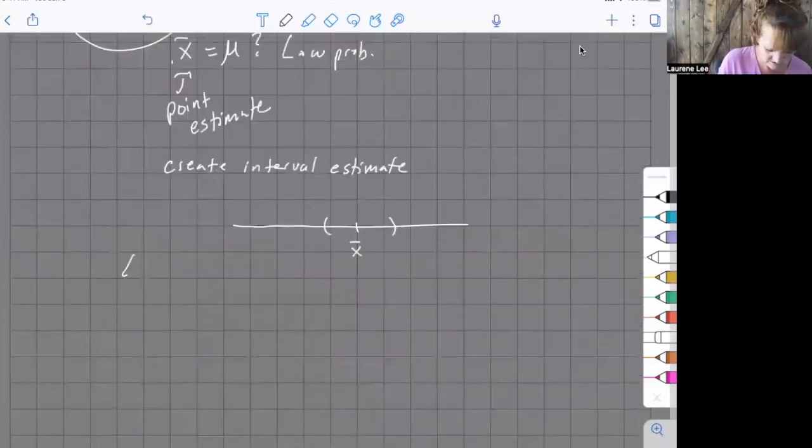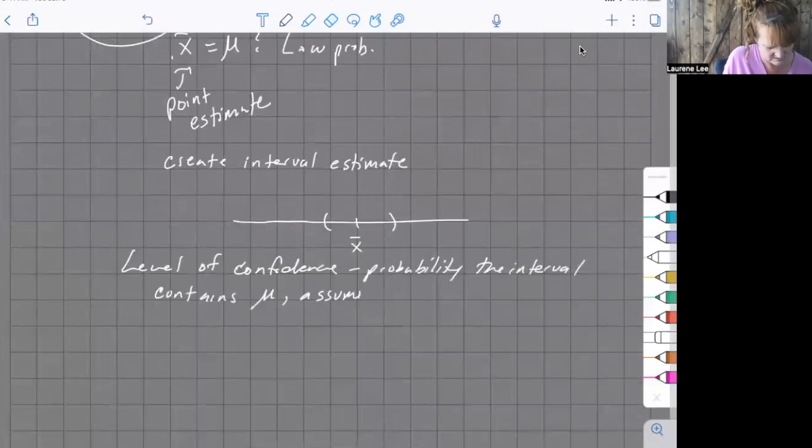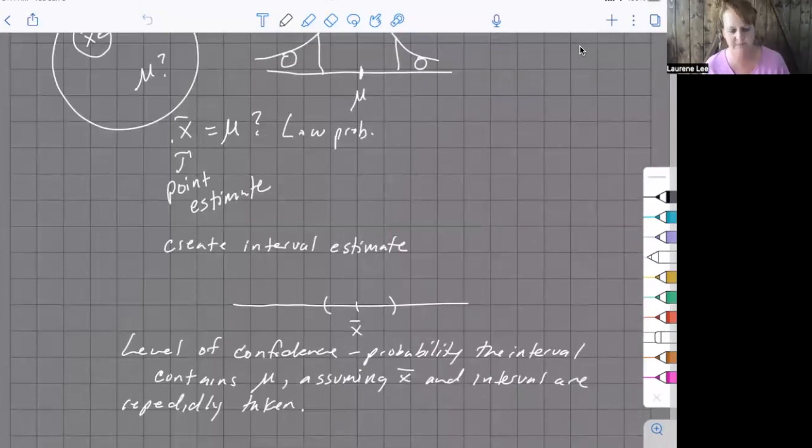And so the level of confidence is the probability the interval contains the population mean, assuming X bar and the interval are repeatedly taken. My handwriting's horrible, I'm going to try harder. Okay, so let's talk about what this level of confidence means.